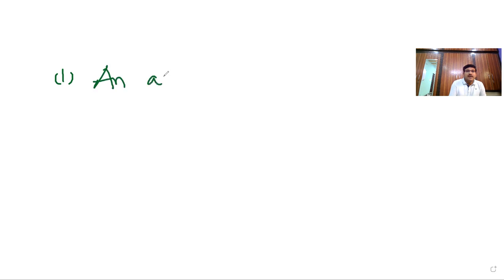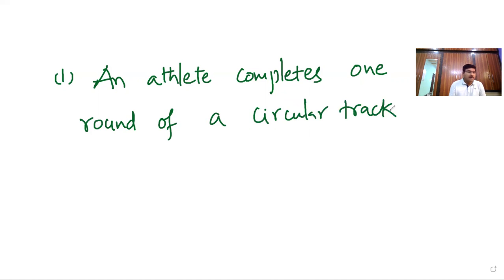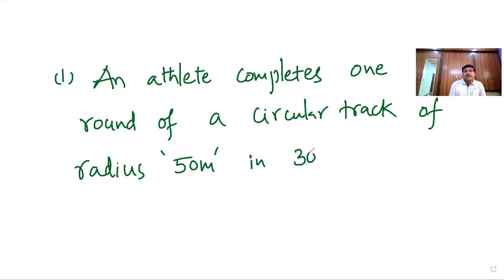An athlete, that means sportsman, completes one round of a circular track of radius 50 meters in 30 seconds.